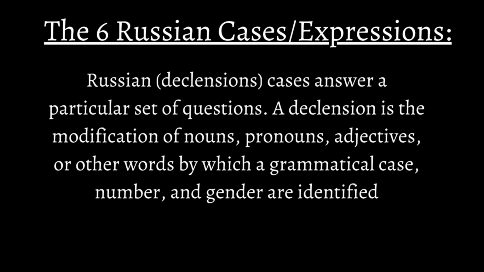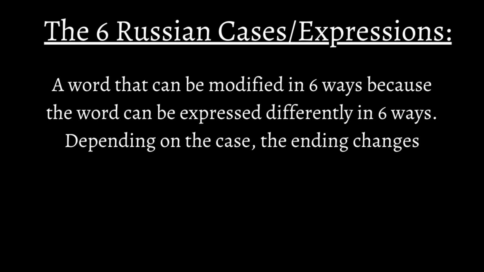The expressions themselves define the way a word modifies its form when used in a different context. In other words, Russian can have a word that can be modified in 6 ways because the word can be expressed differently in 6 ways. The way a word can be modified is by changing the endings depending on the case that they are in. That's the reason why I call them the 6 types of expressions as opposed to the 6 cases.